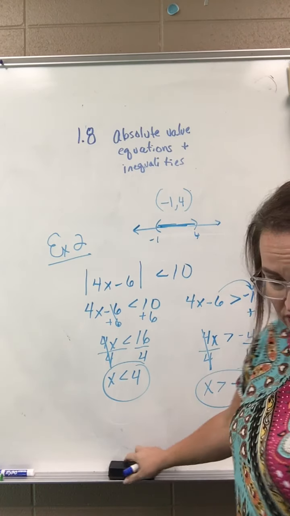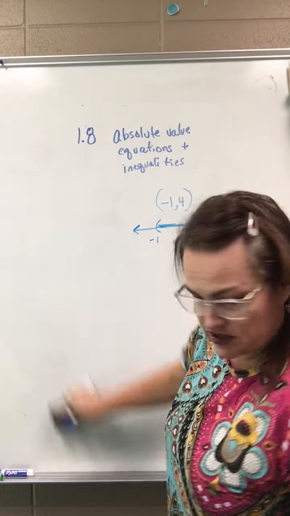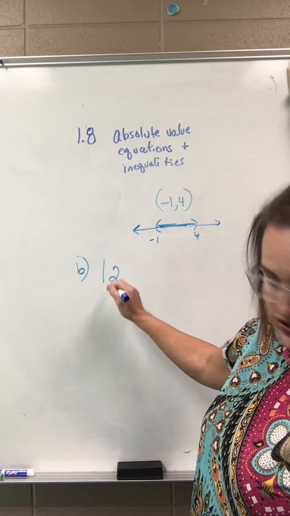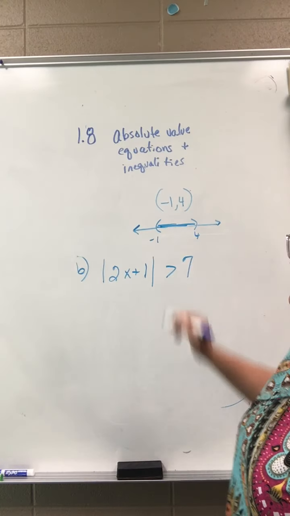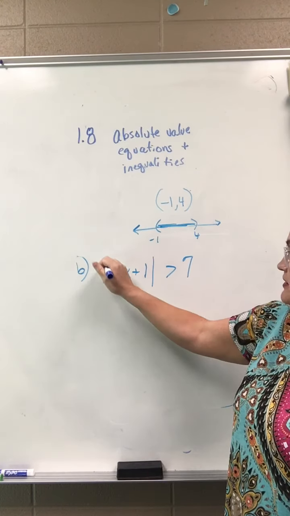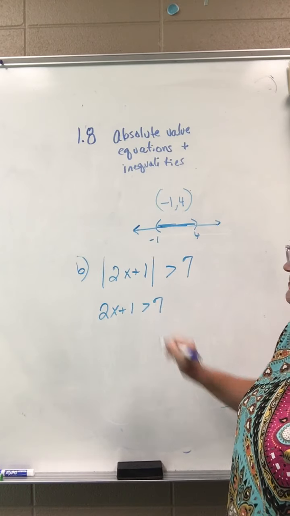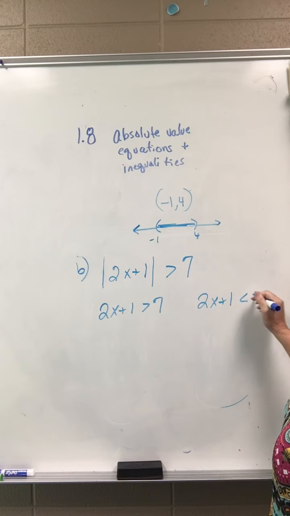Okay, now let's do a greater than problem. Moving on to B part. Absolute value of 2x plus 1 greater than 7. So we want to write it like it is. 2x plus 1 greater than 7. Then write it again. 2x plus 1 less than negative 7.